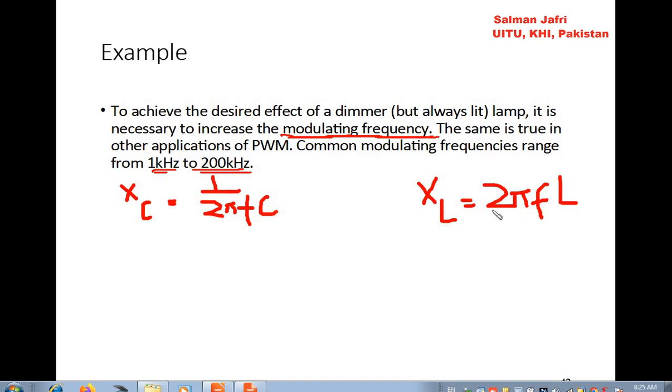Similarly, XL is equal to 2 pi FL. This is the inductive reactance XL, right? So for a particular value of inductive reactance, when we increase frequency F from 1 kHz, for example, to 200 kHz, we must decrease L by the same corresponding amount so that XL remains the same. So in this example also, since F is increasing, L decreases, the size of the inductance decreases to have the same value of XL. So this also results in the reduction in the size and weight of the device. So that's the basic idea.